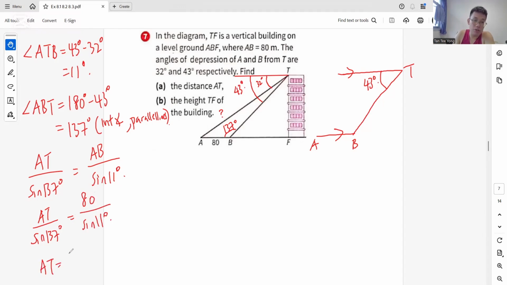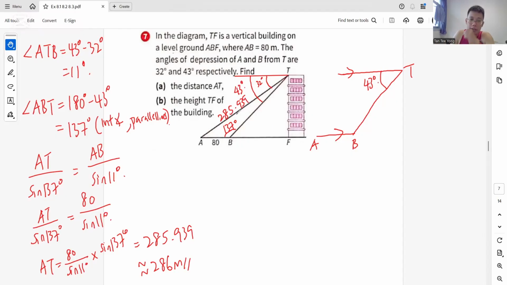So AT equals 80 over sine 11 degrees times sine 137 degrees. And the length of AT will be 285.939, rounded off to 3 significant figures, so 286 meters. Okay, so AT is 286 meters. I'm just going to fill in the blanks here. 285.939. Okay, so let's move on to part B.